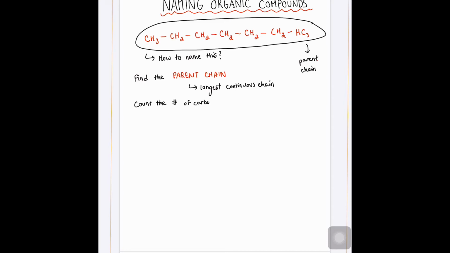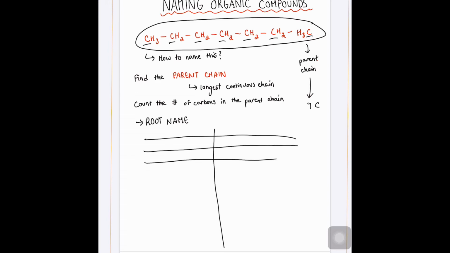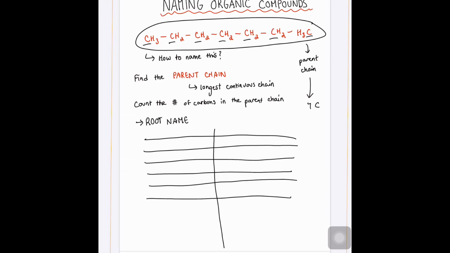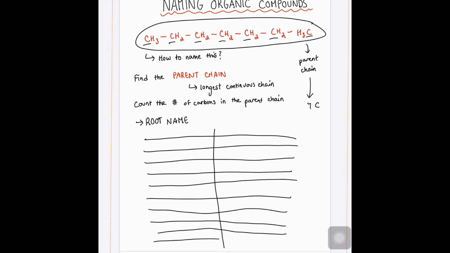So, once you have found the parent chain, you need to count the number of carbons that are in this chain. So if we go up to our example, there are 1, 2, 3, 4, 5, 6, 7 carbons. Now we're going to use this number to find the root name of our compound. So essentially, depending on the number of carbons, it will correspond to a different root name. I'm going to draw you a table up here, and I suggest that you copy it down and keep it somewhere you can see for when you're doing questions about naming organic compounds.